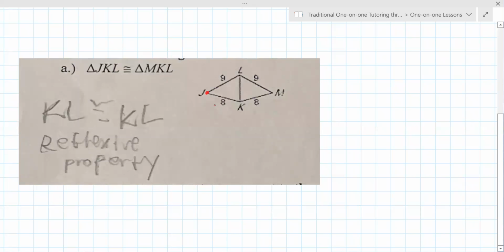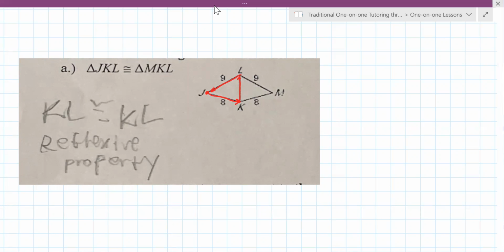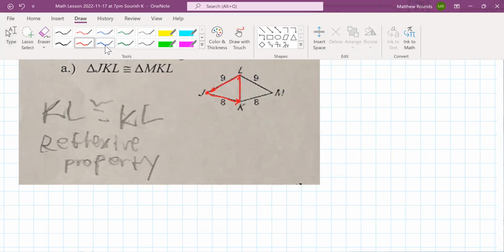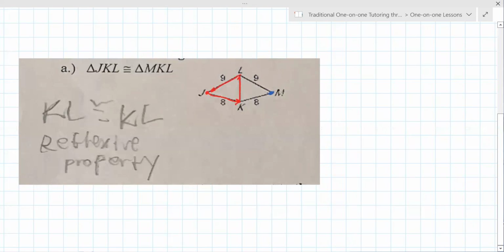JKL. So it's from J to K to L and then back. All right. And then the question is, is that the same as triangle MKL, starting at M going to K up to L and then back like that? And you are correct. They are congruent.